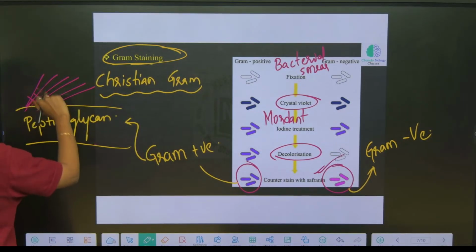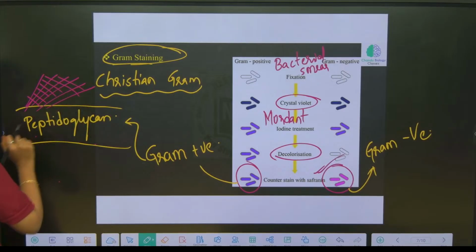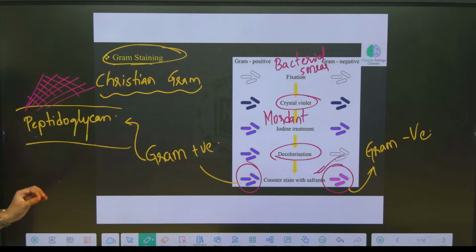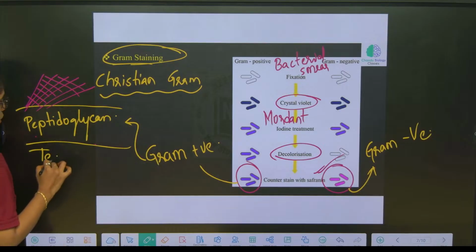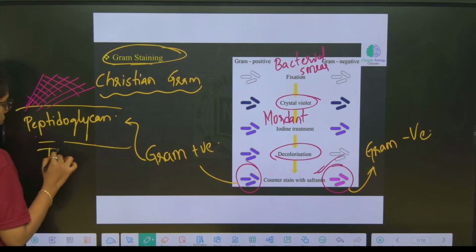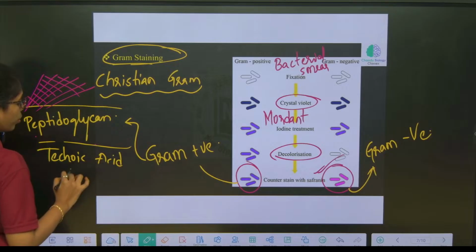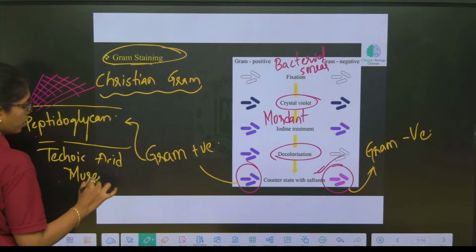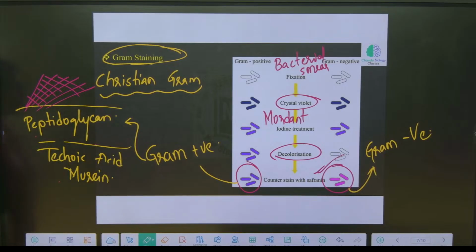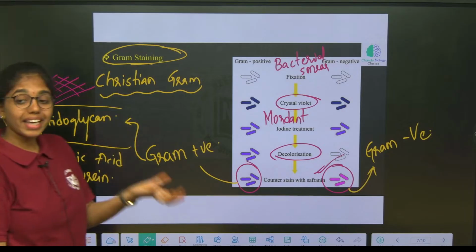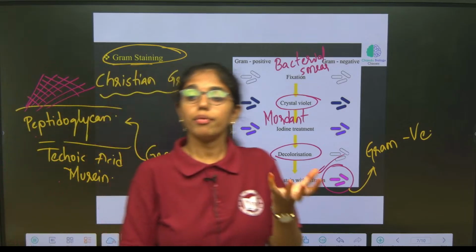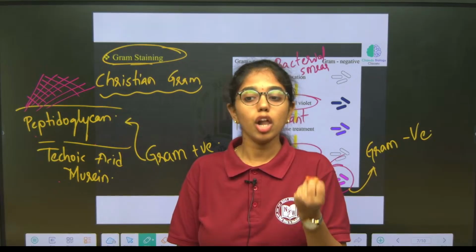The cell wall is tightly arranged with peptidoglycan, and there is less composition of lipopolysaccharides. This also has teichoic acids and murein composition. So this composition makes it thick and tough, where it can retain the stain for a long run.